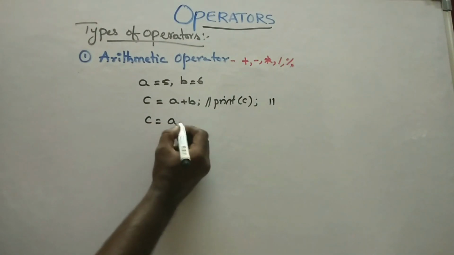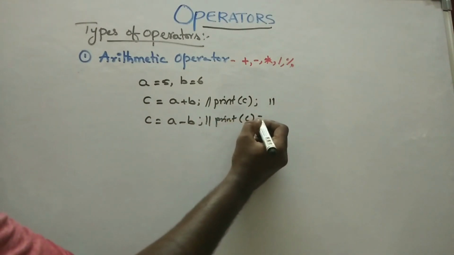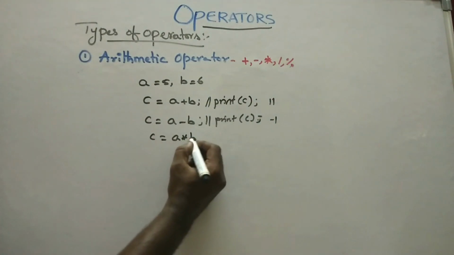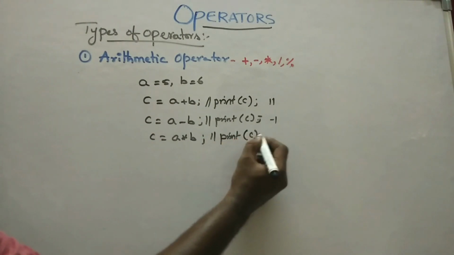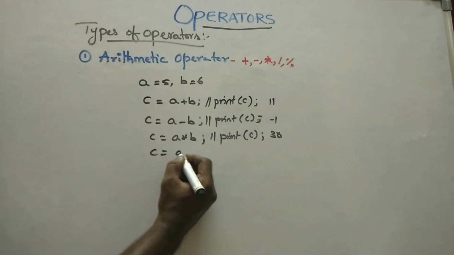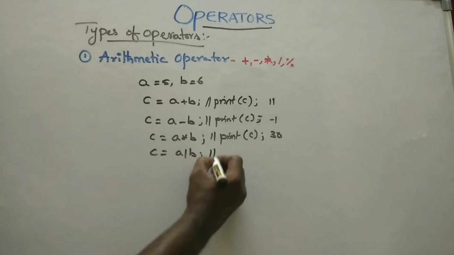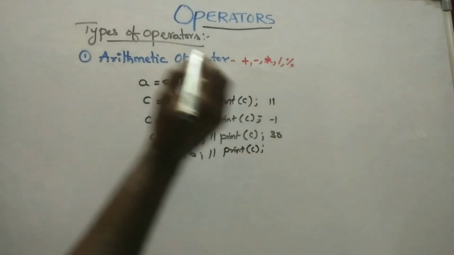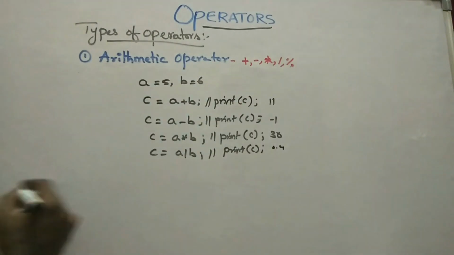Suppose c equal to a minus b. If we print the c value, the output is minus 1. Suppose c equal to a into b, meaning multiplication. If we print the c value, the output is 30. Suppose c equal to a by b, that means a divided by b. Now what is the output? 5 by 6, print c.